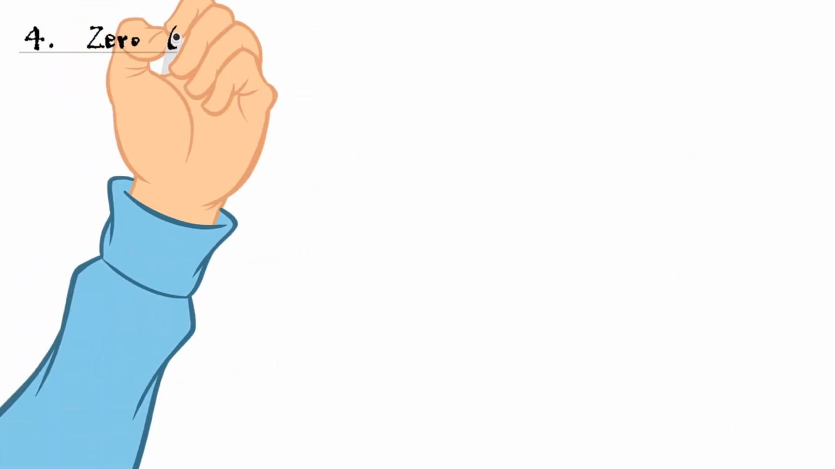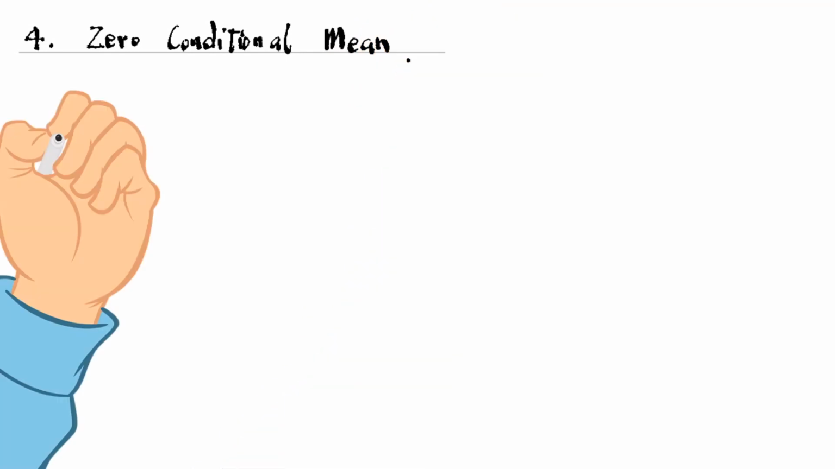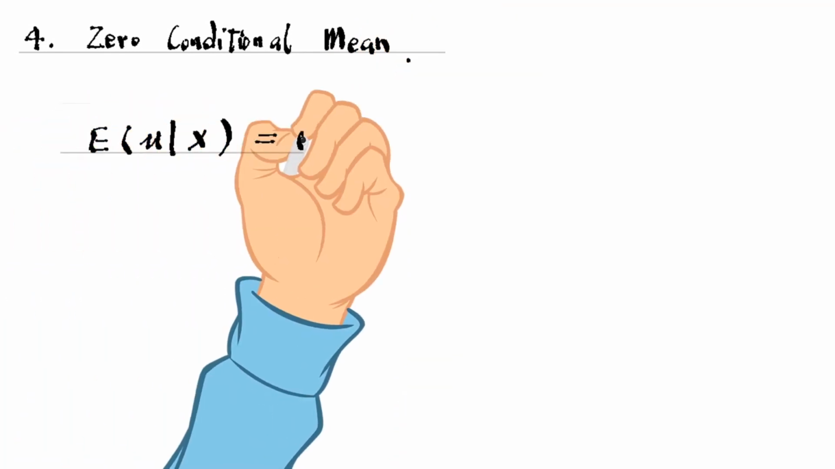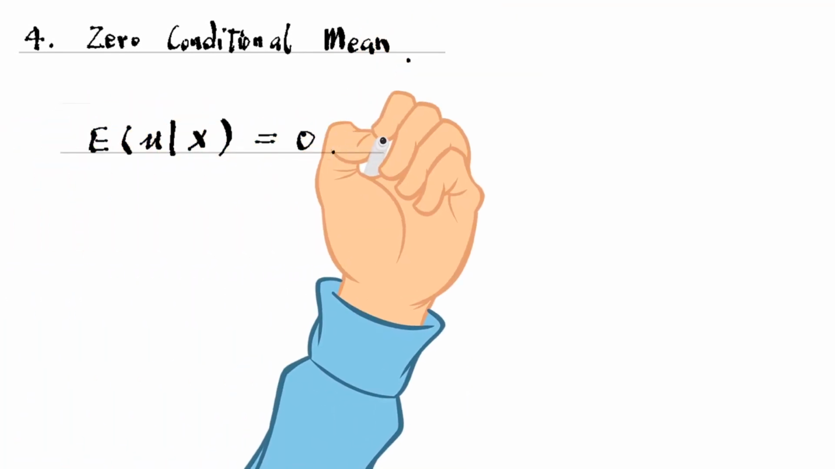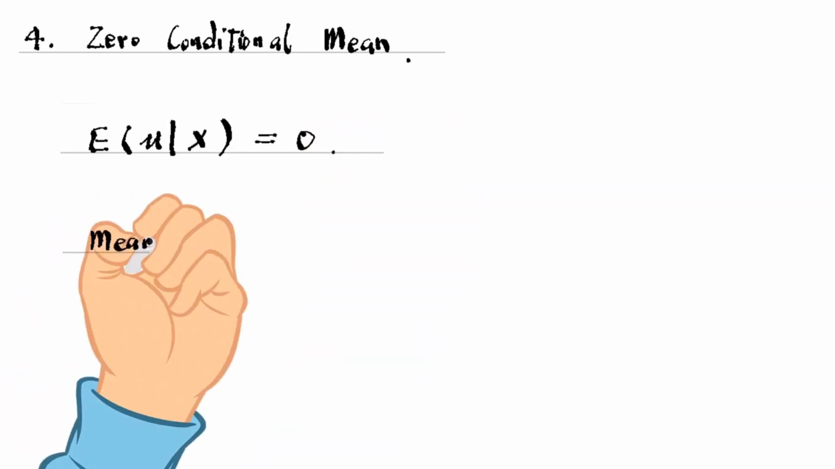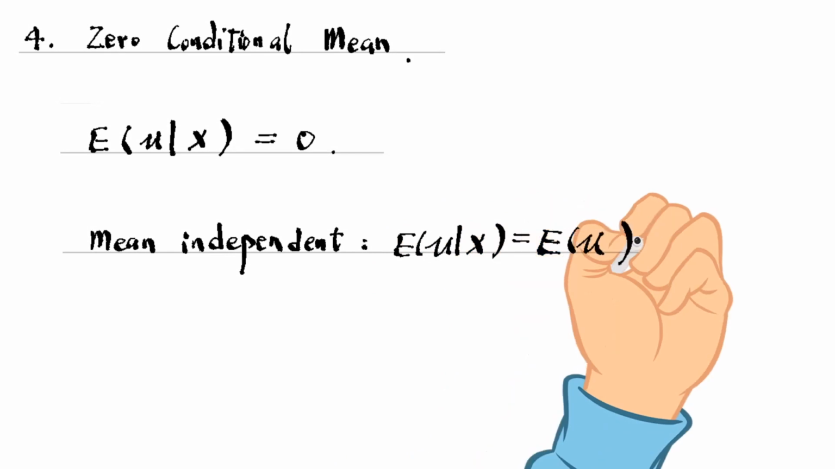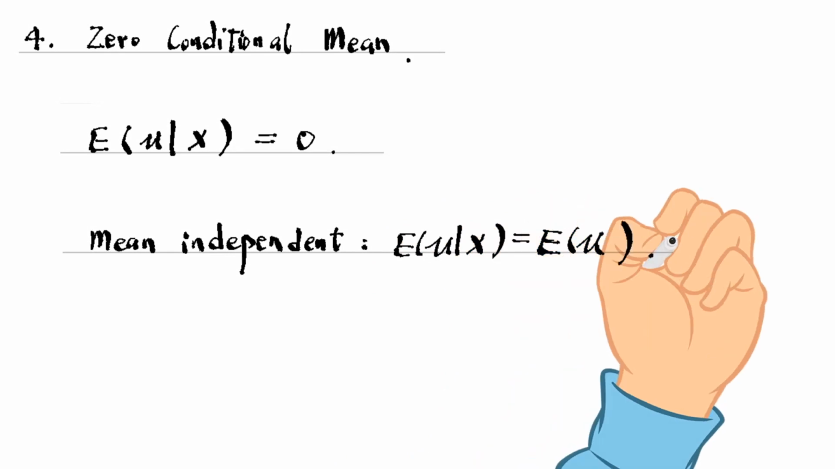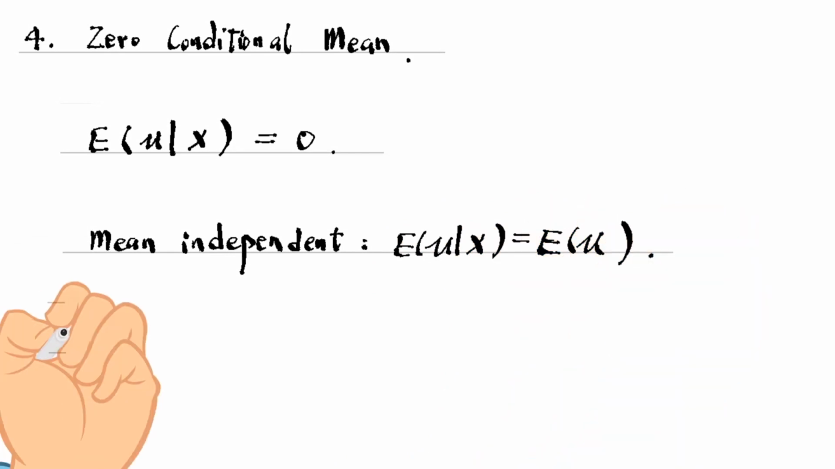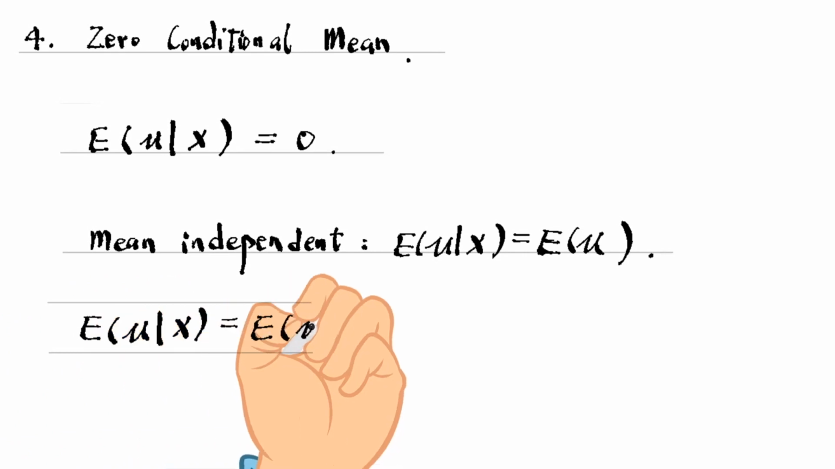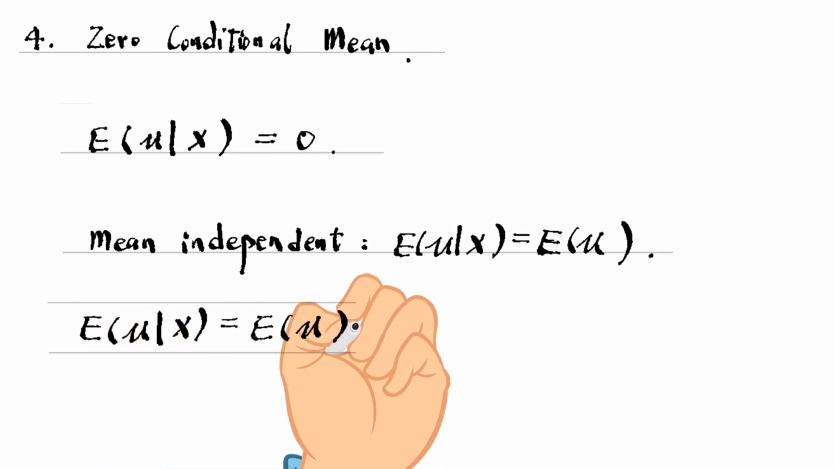The fourth assumption is the zero conditional mean assumption. The error term mu has an expected value of 0, given any values of the explanatory variable x. First, it contains the mean independence assumption. The mean of the unobserved error term does not depend on the values of the explanatory variables x.